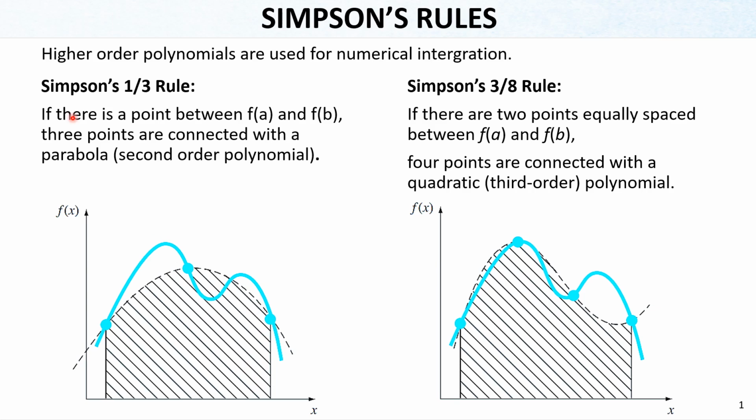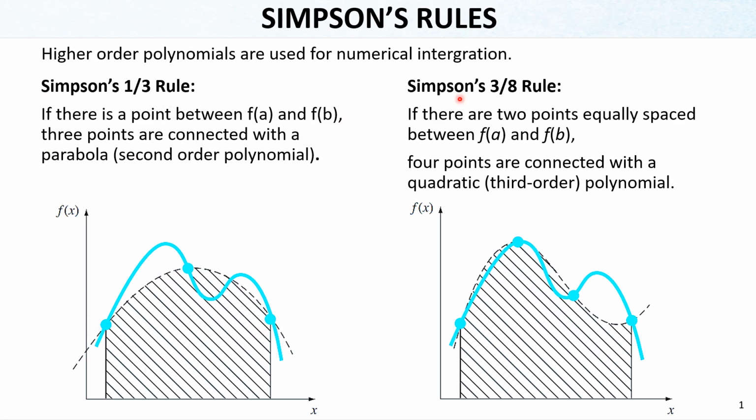But for applying this Simpson's 1/3 rule, we need an additional point. If you remember, in the trapezoidal rule, it was a linear approximation from the limits a and b, like this. But in this, we need one more point. Three points we need to be able to pass a parabola through them. So if FA is here and FB is here, there should be another point between them. Three points are connected with a parabola, a second order polynomial, then we can use Simpson's rule to get the integration.